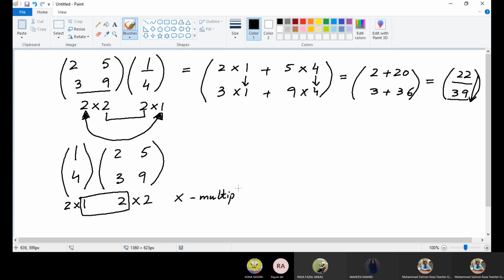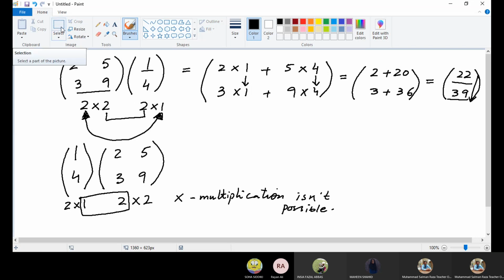Multiplication is not possible. You will write it directly like this: multiplication is not possible. So order matters over here. It really matters. Now let us go to the next part, which is the part of the addendum.